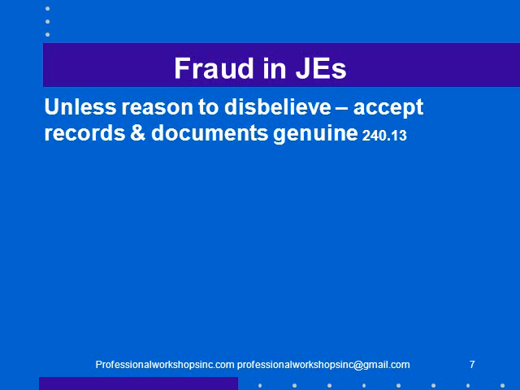The other thing that standards tell us is that we can accept records and documents as genuine. And journal entries are part of records and documents, so standards tell us that we can accept them as genuine, unless there's some reason for us not to believe it. So there would have to be some reason or characteristic that would cause us to believe the journal entry wasn't appropriate. Otherwise, we're allowed to accept it.